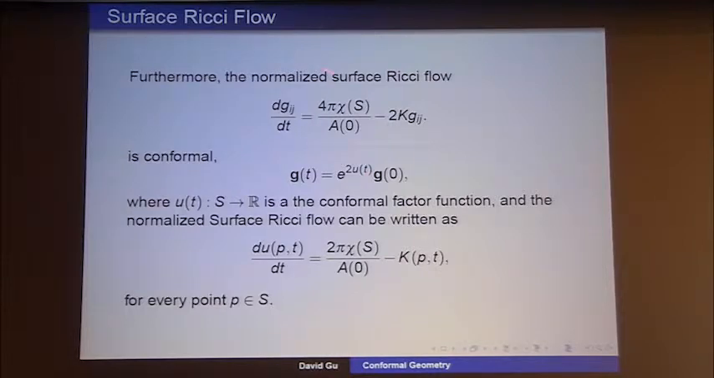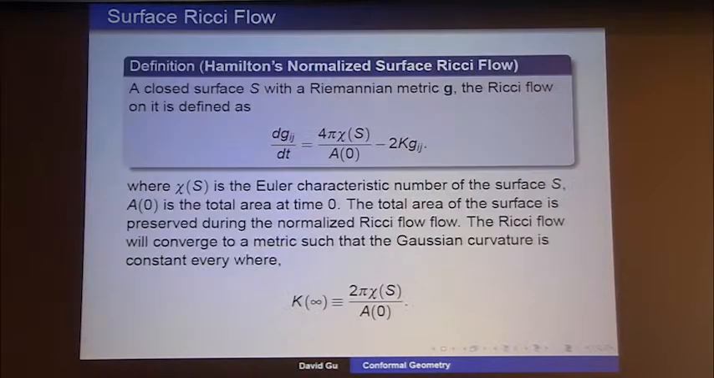So basically, at time t, the Riemannian metric can be written down as an initial Riemannian metric multiplied by a conformal factor here. Then the conformal factor evolves according to this equation. Okay, then what's the intuition behind that?